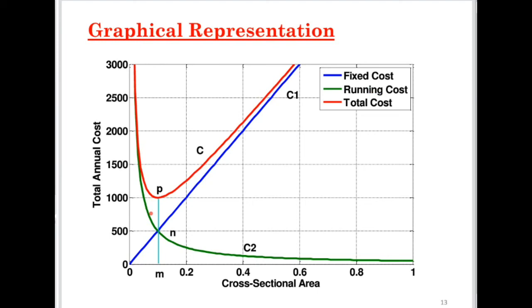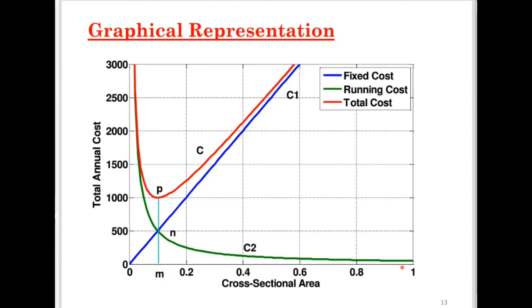Oh, yes. So if we add those two costs, fixed cost and running cost, we get the total cost C, which is the red curve. So it looks like this now. And the lowest point on that curve C provides us the total annual cost. And the point corresponding to that cost on the cross-sectional area line is the most economic cross-sectional area. So OM, if we say that, is the most economical cross-sectional area.